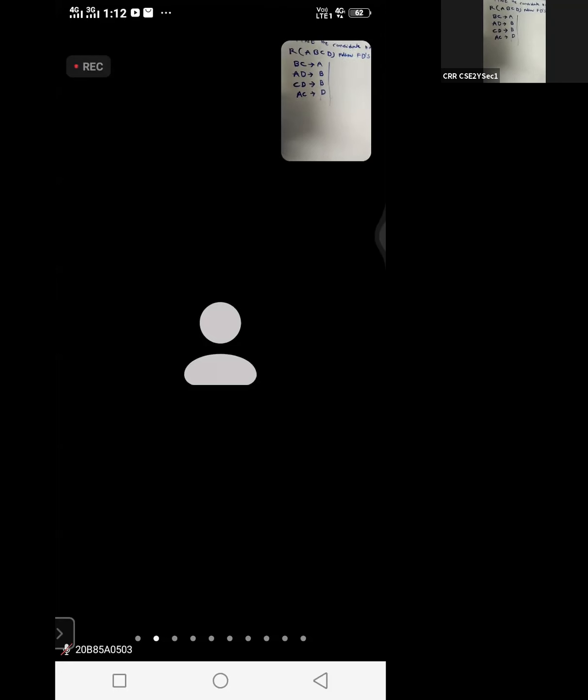In the next class we will discuss the rules, which rules are used here. In this situation, how do we find the key? First of all, we verify which attribute or attributes are not mentioned.